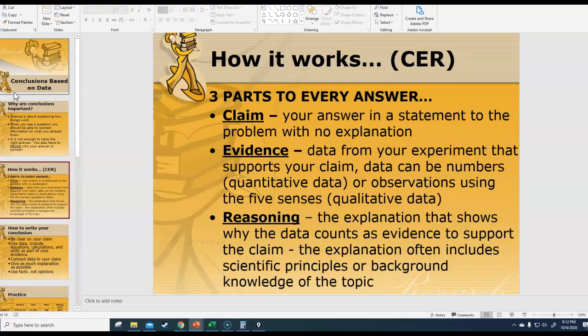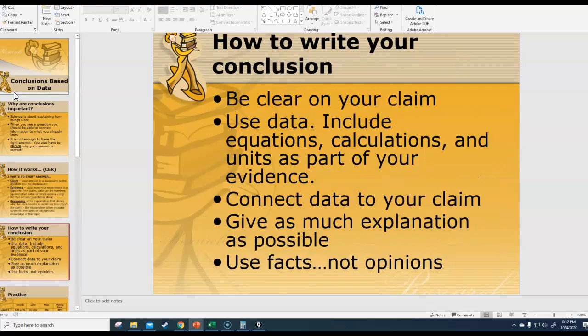Okay, so as we're writing CERs, just some things to keep in mind. Okay, be clear on your claim. Your claim should be one sentence answering the question that's being asked. Now, in this class, a lot of the time you're going to have to do calculations, and you're actually going to need to do the evidence piece before you can answer the claim. Okay, that's normal. When you get to the evidence piece, make sure you include calculations, make sure you include equations, make sure you include units as part of your evidence. Okay? And so you want your evidence to be as specific as possible.